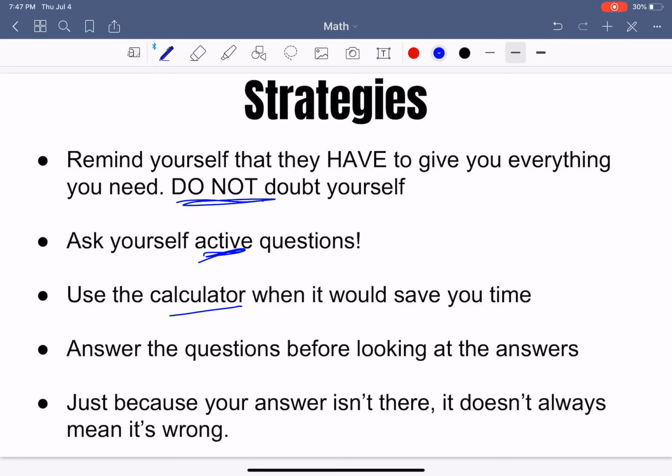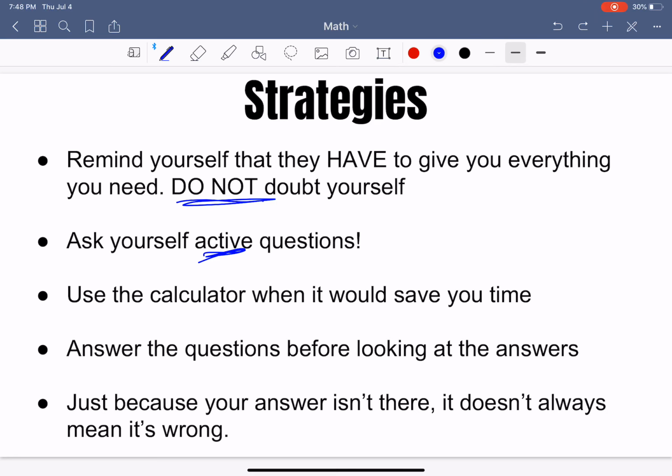Use a calculator when it would save you time. There's some times when, for me, doing the equation by hand was going to be a lot faster than using the calculator. If you're a slower person at doing the equation, then maybe using the calculator is a better idea for you. It's really personalized, but only use it when it would save you time. I know we get nervous, we get scared that 2 times 2 is not 4, so we have to do it on the calculator. And when it comes to the time of the test, you have to trust yourself.